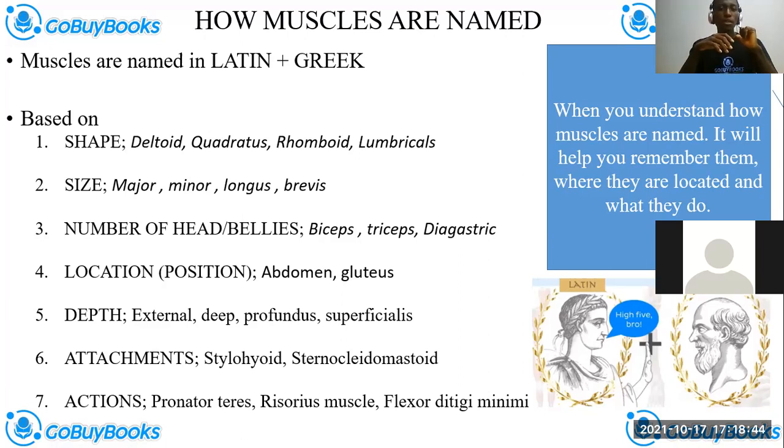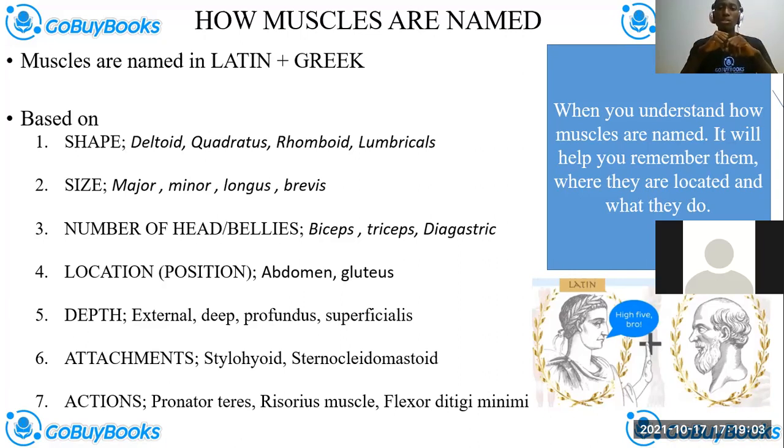So sometimes when they see the muscle, they name the muscle based on shape. Okay, this thing is looking like a triangle. What is a triangle? Then they use a Latin word or a Greek word, depending on the scientist that discovered it, to name it.